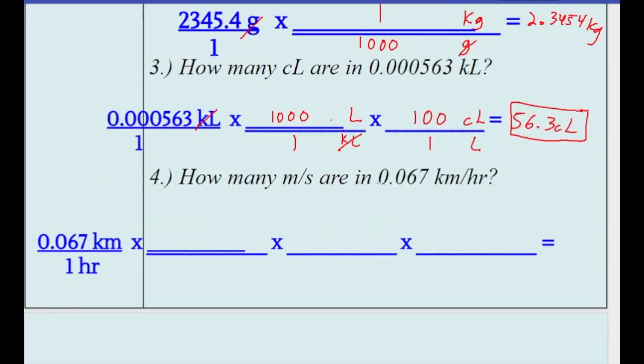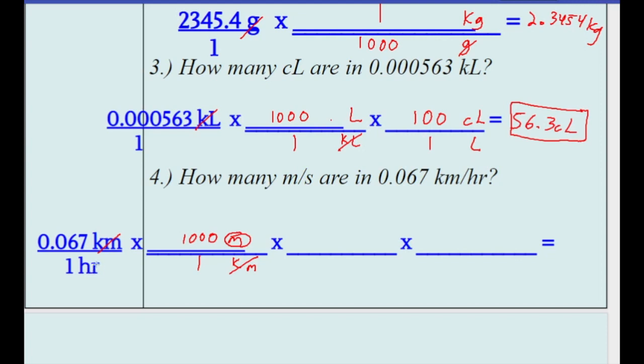How many meters per second are in 0.067 kilometers per hour? So we need a way of converting kilometers into meters. And the best way to do that is to know that 1 kilometer is equivalent to 1,000 meters. Kilometers cancel out, so now we have meters, so we're good on top. The issue though now is that we need to figure out a way to get rid of this bottom unit and convert it into seconds.